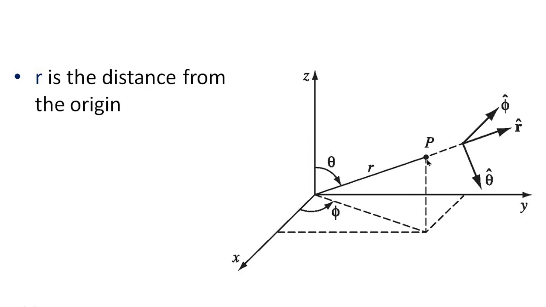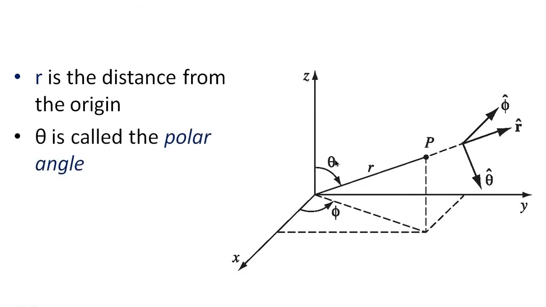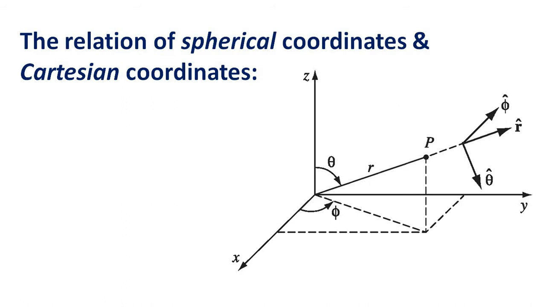distance of the point P from origin. This angle theta is called the polar angle. This angle phi is known as azimuthal angle. In the figure, r cap, theta cap and phi cap are the directional unit vectors. Now, let's discuss the relation of spherical coordinates with Cartesian coordinates.